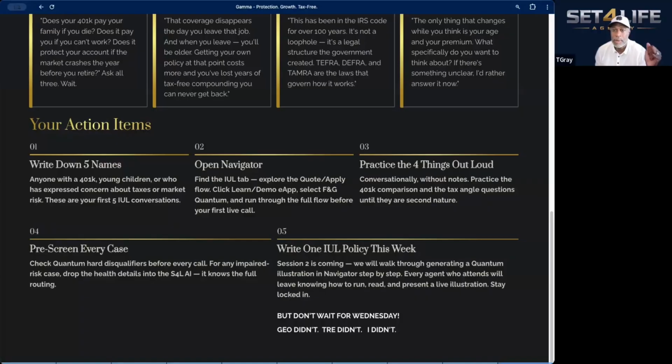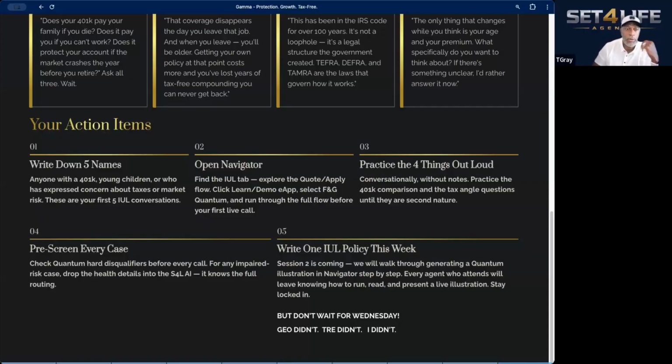Number three, practice those four things out loud, conversationally, without notes. Practice the 401k comparison and the tax angle questions. Let them become second nature to you, right? When you have these conversations, maybe you'll have a little cheat sheet nearby, but you want to be able to explain those four things if we wake you up out of your sleep.